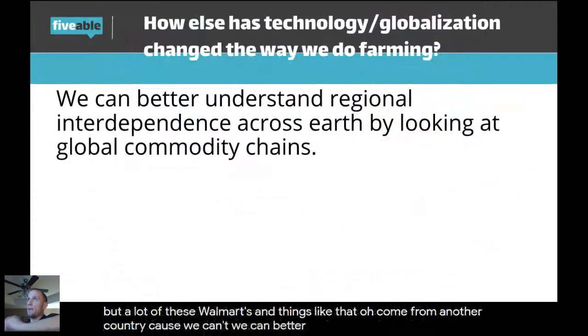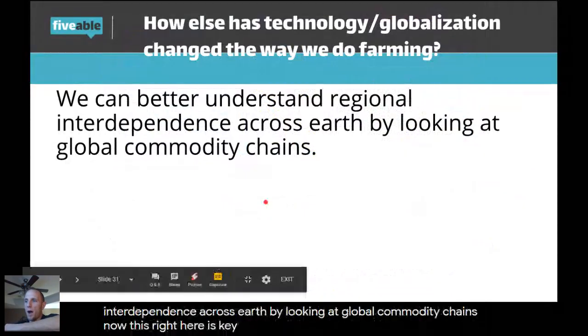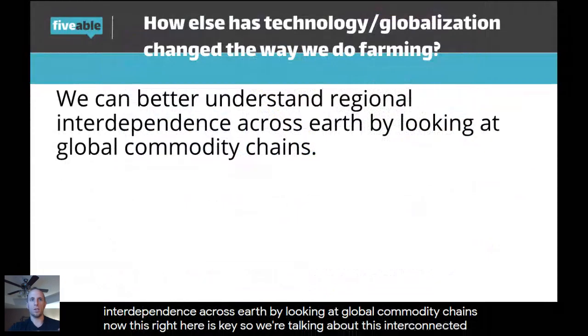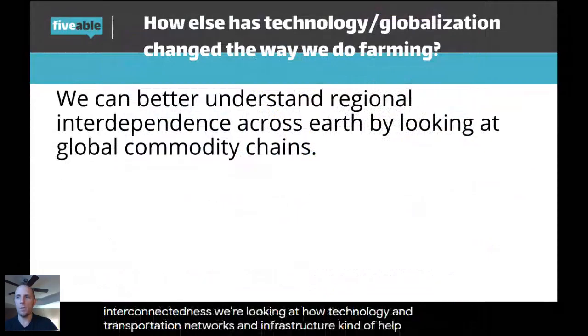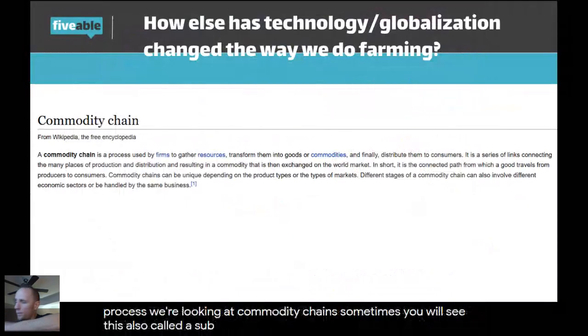We can better understand regional interdependence across Earth by looking at global commodity chains. Now, this right here is key. We're talking about this interconnectedness. We're looking at how technology, transportation networks, and infrastructure help us to be connected when it comes to agriculture. But really, when it comes to getting something from one place and having it as a finished product on your dinner table, we're looking at commodity chains. Sometimes you will also see this called a supply chain. As far as I know, they're pretty much exactly the same thing.